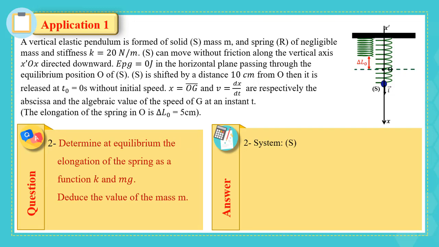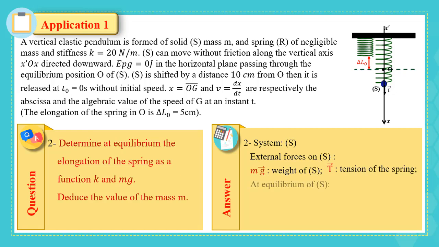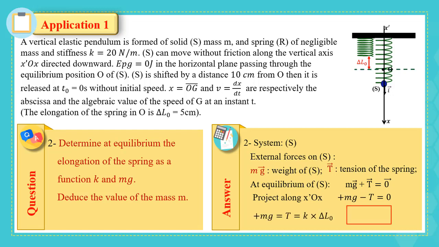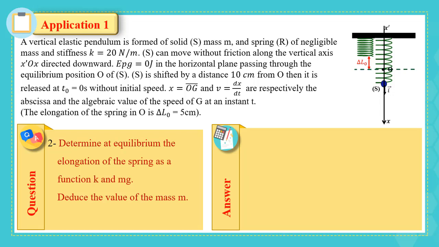Determine at equilibrium the elongation of the spring. Deduce the value of the mass m. So the same steps that we have mentioned in the video, starting with indicating the system, the forces. Then at equilibrium we have mg vector plus T vector equals 0 vector. After projecting along the x-axis, we have finally delta L0 equals mg over k. So we just replace delta L0, k, and g by their values, then the mass will be 0.1 kilograms.